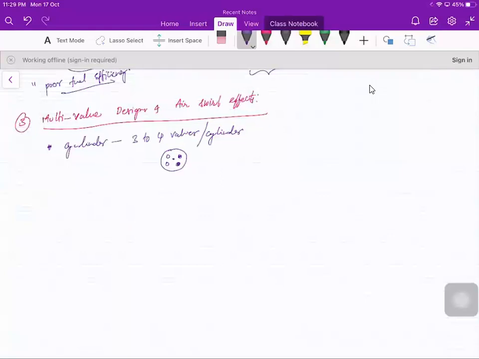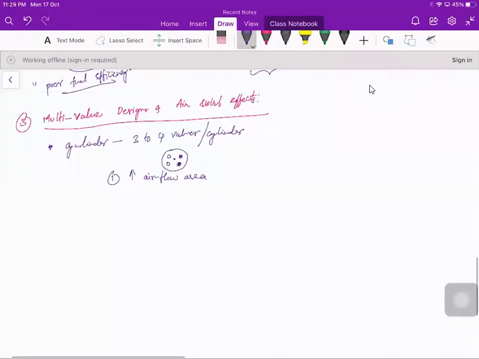Now, what is the use of using these multi-valves? The first one is it increases the airflow area. So we have two valves, and from both the valves we can get the air. And the second one is it increases the volumetric efficiency of the engine. If you have studied what is meant by volumetric efficiency of an engine, you might have understood.